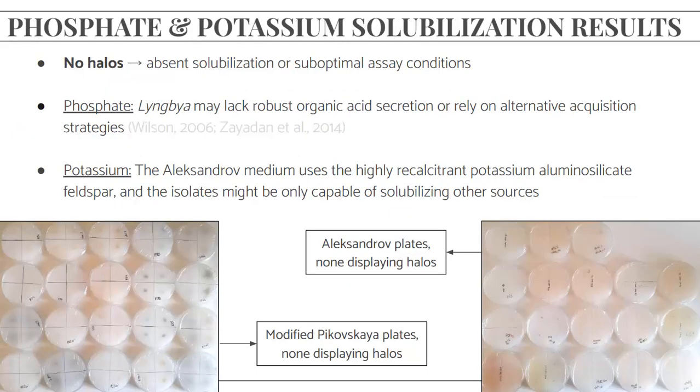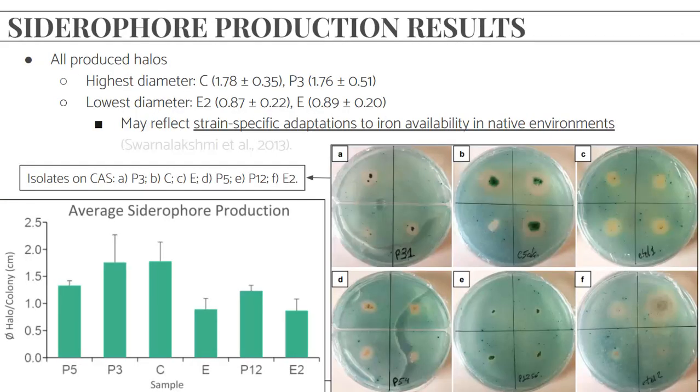For the phosphate and potassium solubilization, no halos were found, meaning that the cyanobacteria either were incapable of solubilizing that, or the assays had suboptimal conditions. For the siderophore, each isolate managed to produce a halo, with the highest diameters being C and P3, and the lowest E2 and E. This may reflect strain-specific adaptations to iron availability in their native environments.